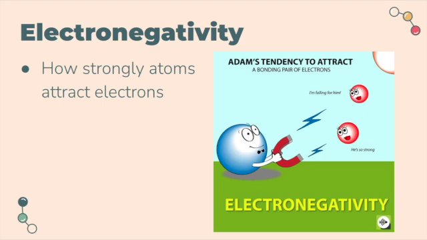The last trend we're going to go over is electronegativity, which is how strongly atoms attract electrons. And I want you to add, in all caps, in a bond. It's super important that we know that electronegativity has to do with bonded atoms and how strongly each atom that's bonded together attract electrons that are being shared between them. So it's how strongly atoms attract electrons, in all caps, in a bond.